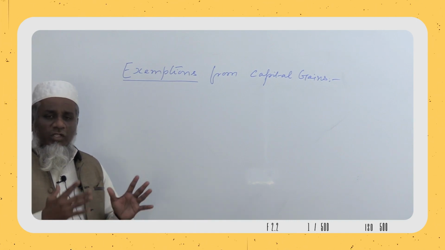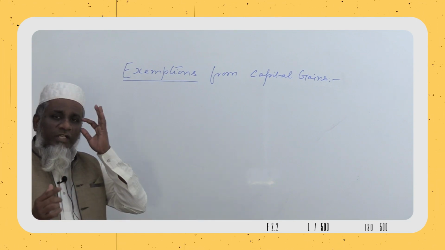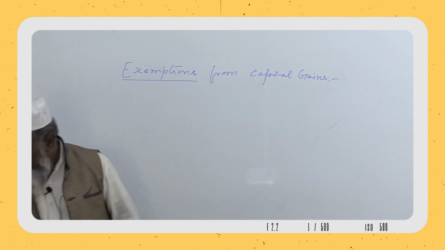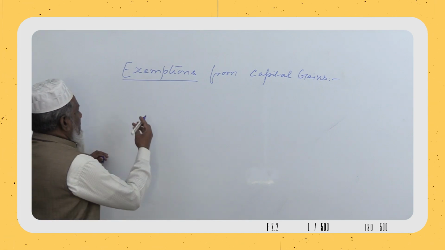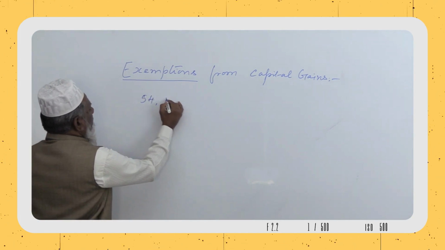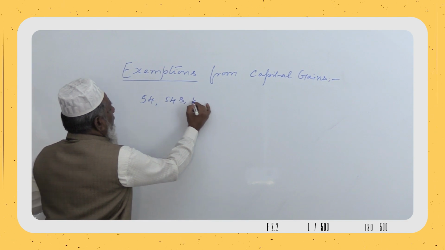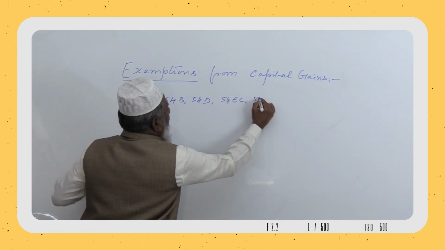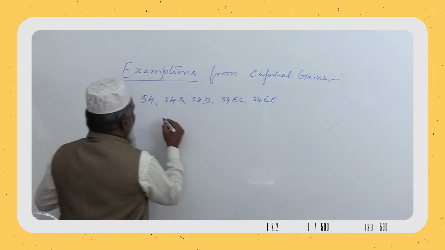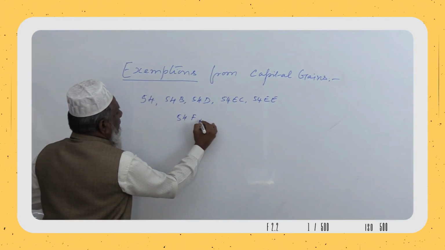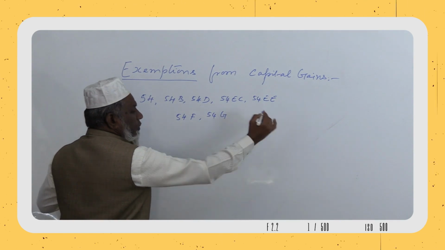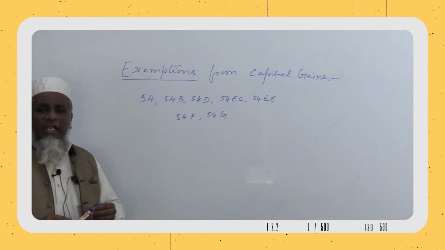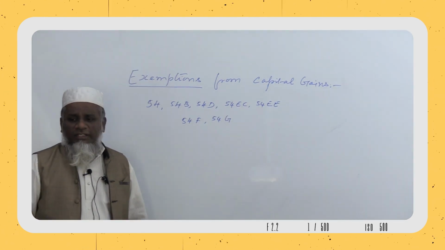Under section 54, there are a lot of exemptions. 7 to 8 exemptions are available while calculating the income from capital gain. To start with, there are exemptions under section 54, 54B, 54D, 54EC, 54EE, 54F, 54G, and so on. These are all the exemptions which are eligible when we calculate the gain.